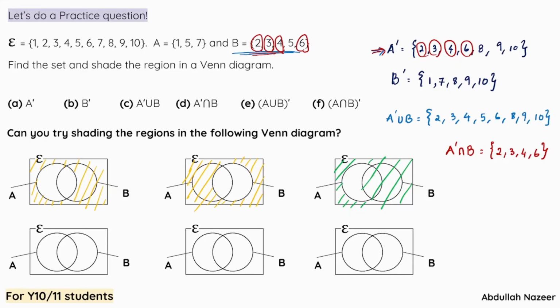Alright, now we found the set, but we need to shade the Venn diagram. So how do we shade this? Again, we're going to go about finding the individual regions of each set. So we're going to find A complement first. So let's shade A complement first. Alright, now let's shade B. So I'm going to use a different color. So B is the entire area over here.